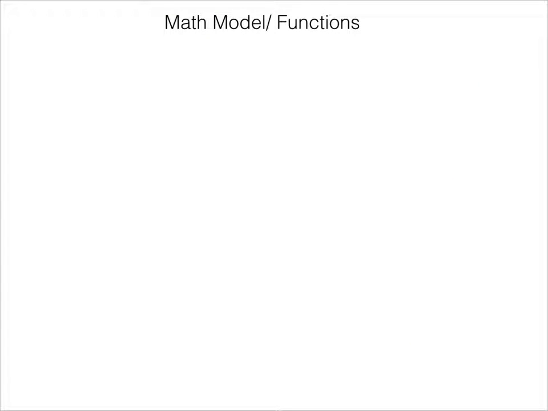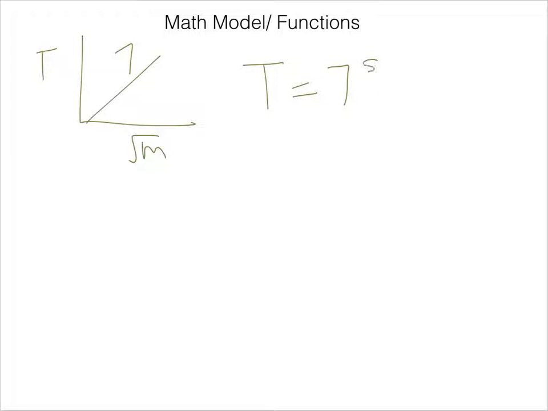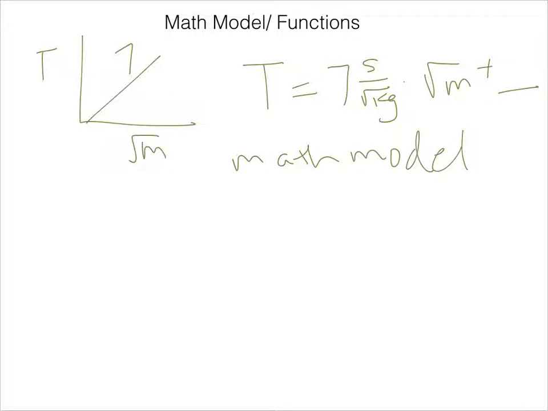All right, the math functions that come out of this. Your particular math model from your graph, coming off the linear line like you had for period and square root of mass, would say that period is equal to, let's just say your slope came out to be 7, 7 seconds per square root of kilograms times square root of mass plus whatever y-intercept you would happen to have. So that's your math model. Remember, your math model is specific to your exact data.